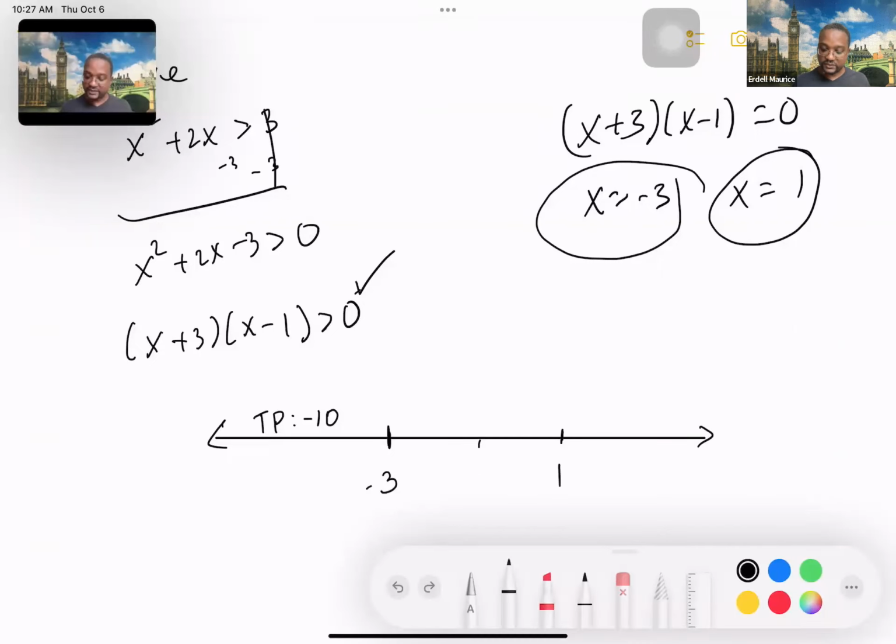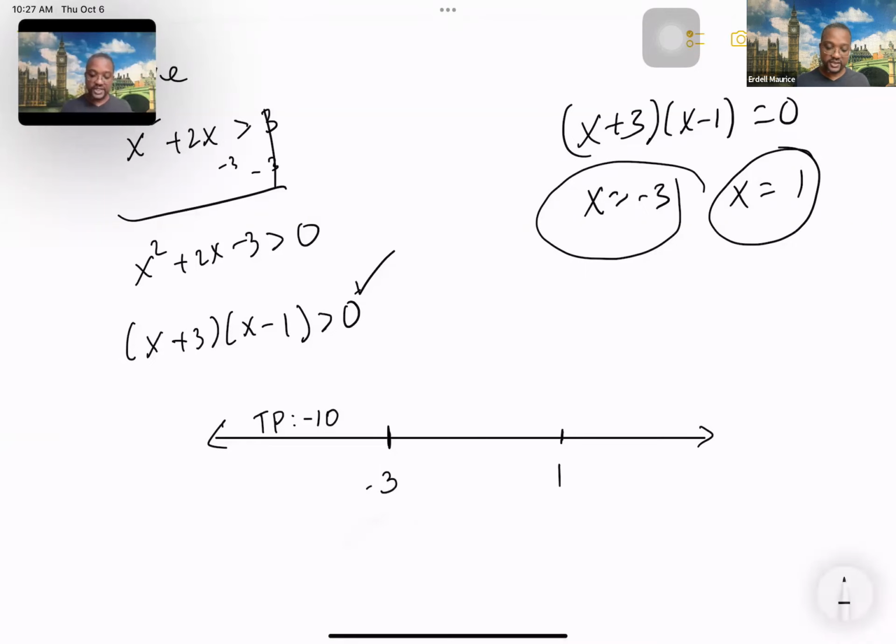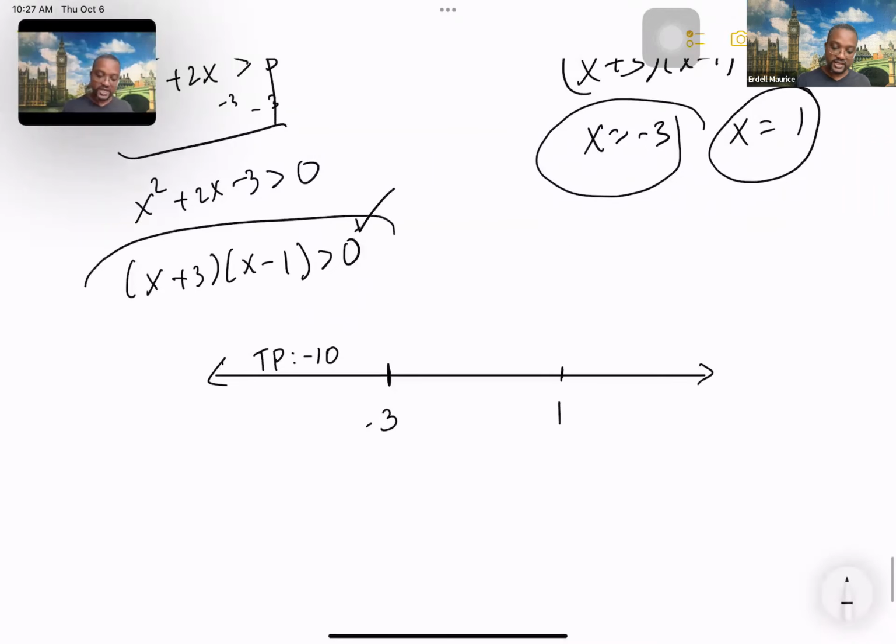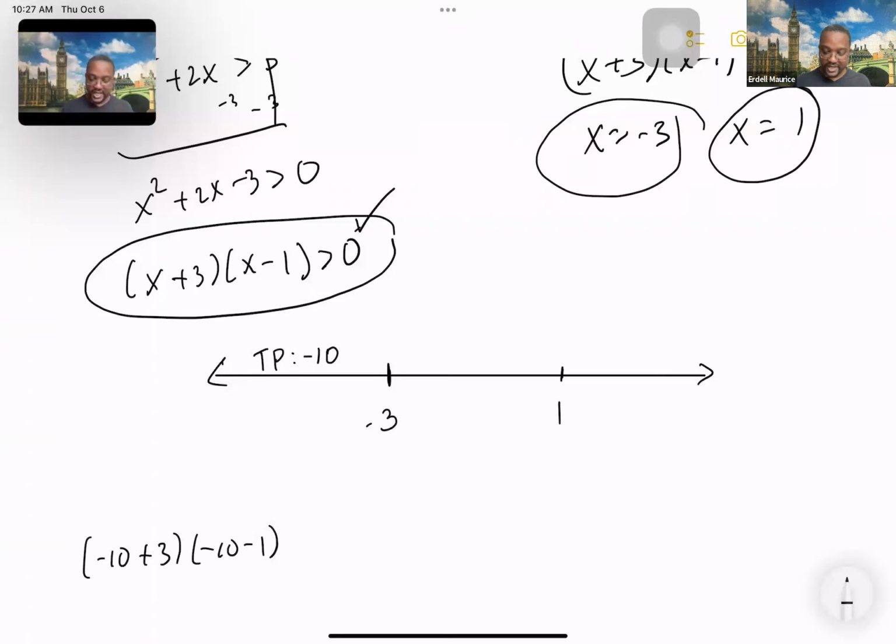Now that I have chosen my number, I have to check the inequality. So I'm checking the inequality: -10 plus 3 multiplied by -10 minus 1. And I'm asking the question, is that greater than 0? Will this give me an answer that is greater than 0?